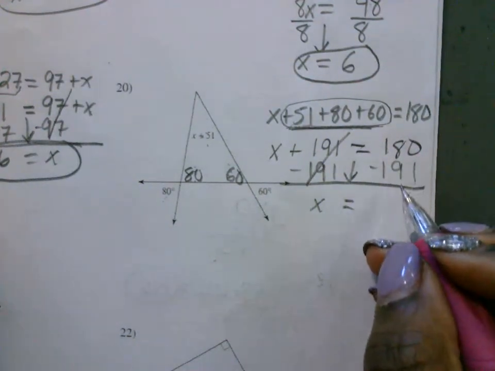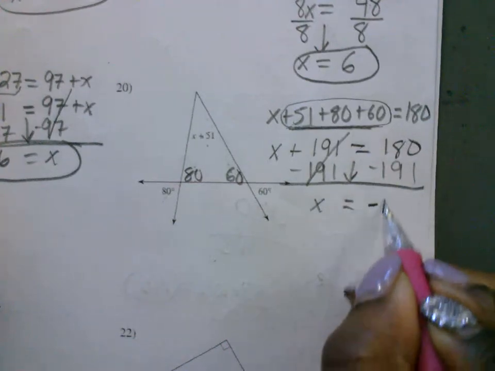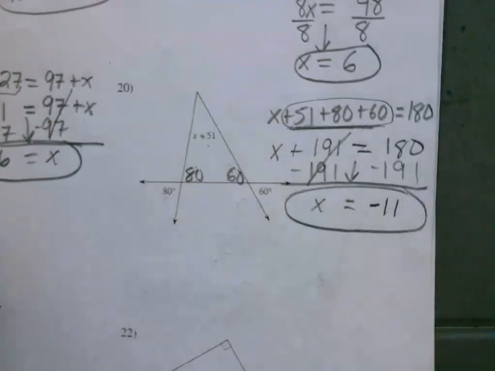Not quite. Try again. Type it in again. Negative 11. Very good. We pause to give you a chance to write.